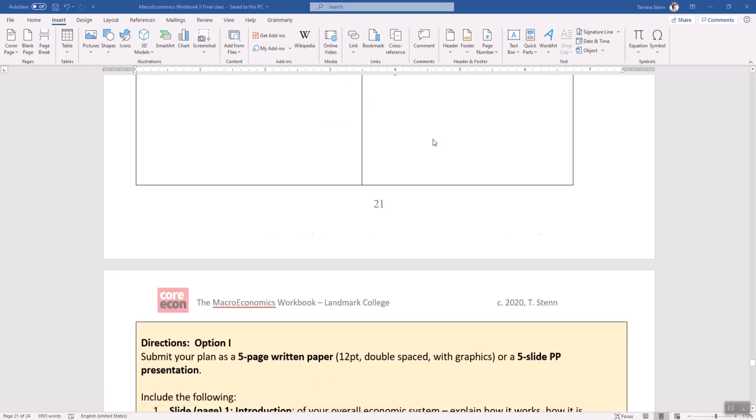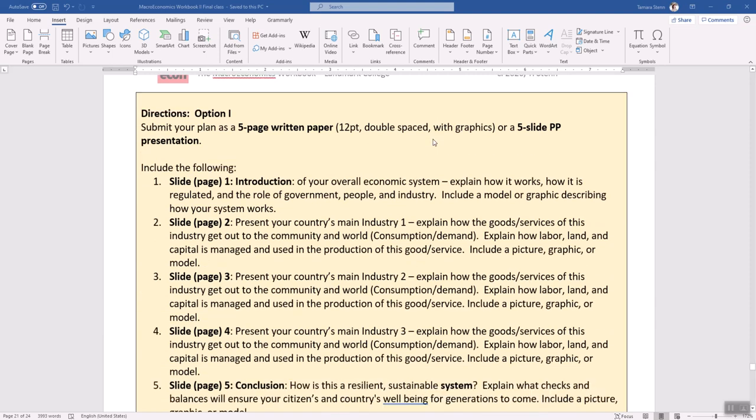Then what we're going to be doing is presenting this idea as either a 5-page written paper or a 5-slide PowerPoint presentation. And the PowerPoint, ideally, we could do it as a team and you could talk us through it and we could all be listening. Or you could also record it and send it in as a recorded PowerPoint. But I think it's better if we could all share in it. So let's see what we can do with that.